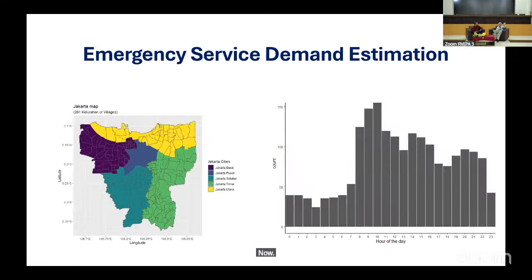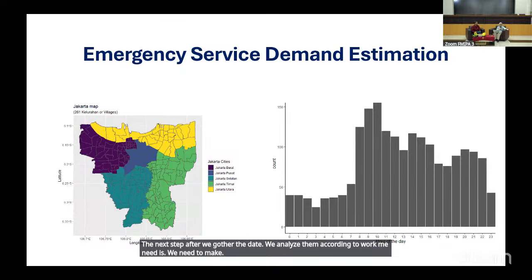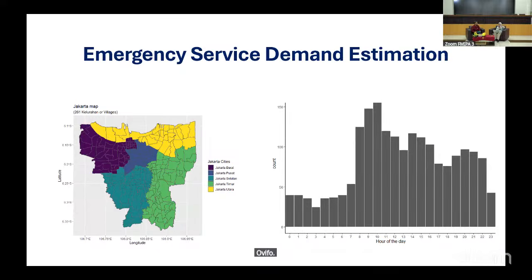Now, the next step after we gather the data is to analyze it according to what we need. We need to make an estimation, and you probably learned some methods to do this. We need to know what the actual demand for ambulance or emergency service in Jakarta is. Studies have probably been done, but very rarely. I don't know if you've done this here in Surabaya as well. What is actually the demand for emergency service in Surabaya, for example? I don't know.